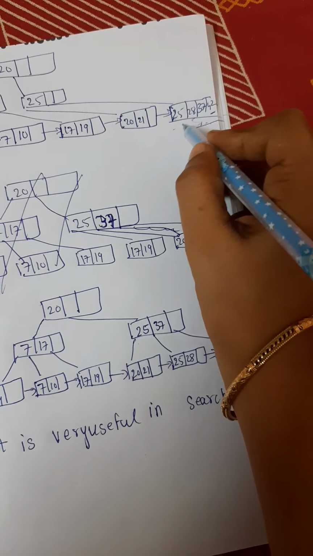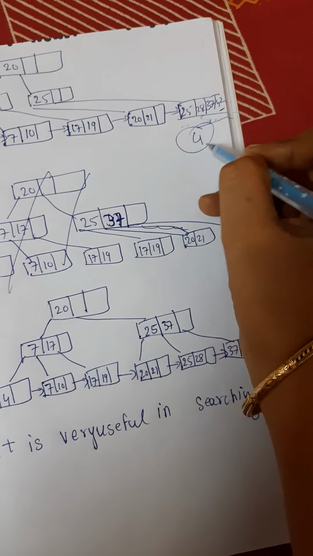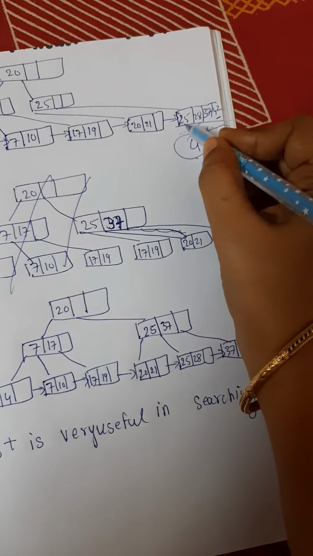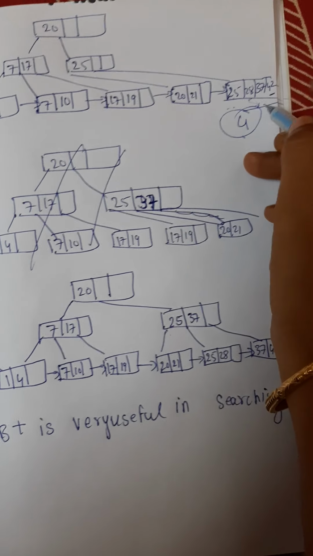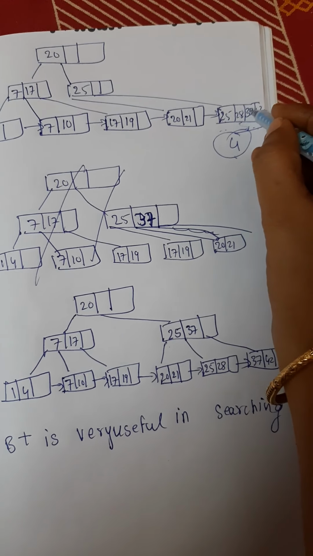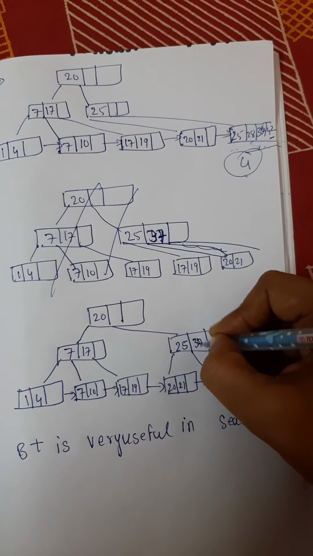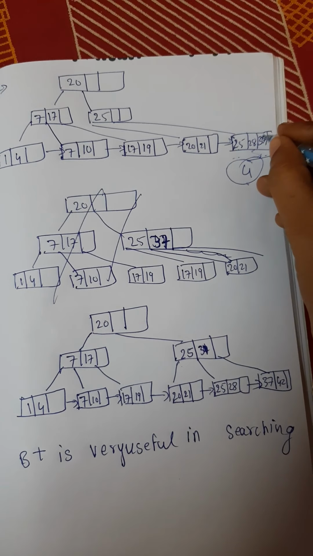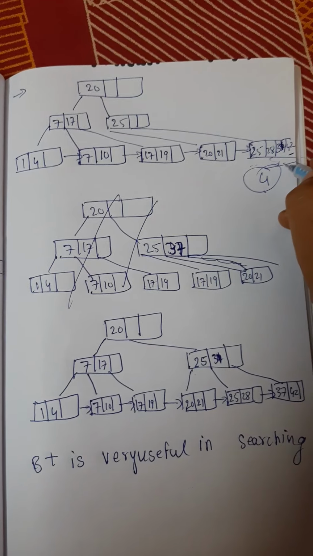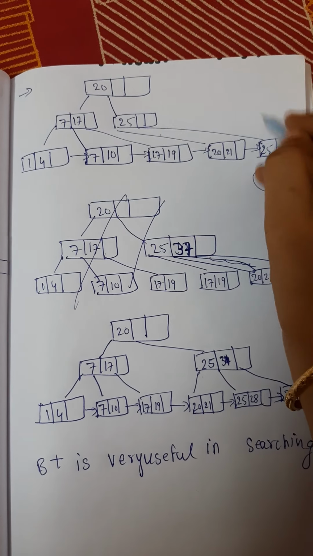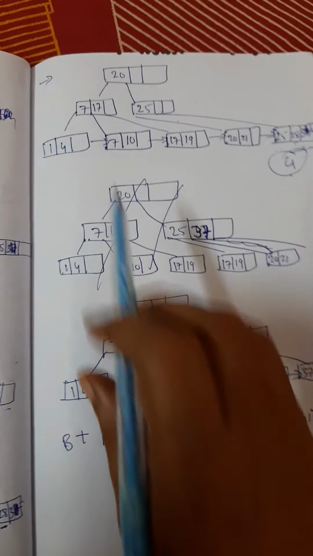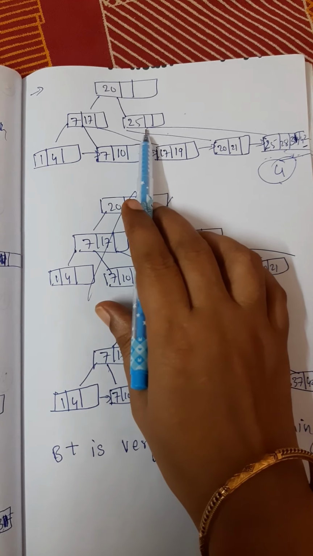In this, let us find out. Again you have 4 here, and it is an overflow case, so find out the middle element. What is the middle element now? 31 is the middle element. So now this 31 will go one step up.